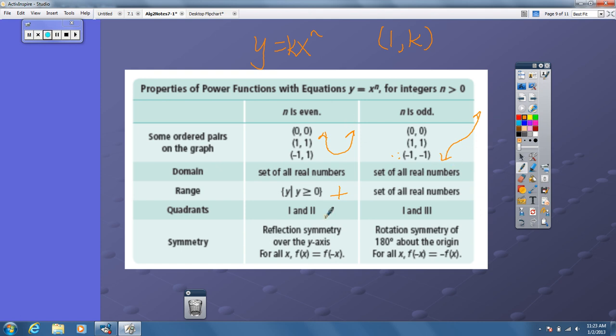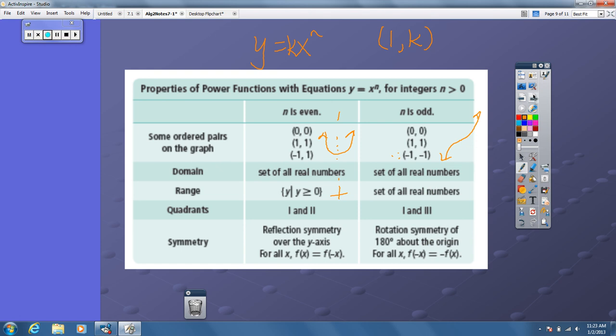The even one is only in quadrants I and II. Keep in mind the Roman numerals. If that comes up later, you do need to put Roman numerals. I and III if it is odd. There is some symmetry. We have symmetry over the y-axis for even, and the odd one has rotational symmetry.